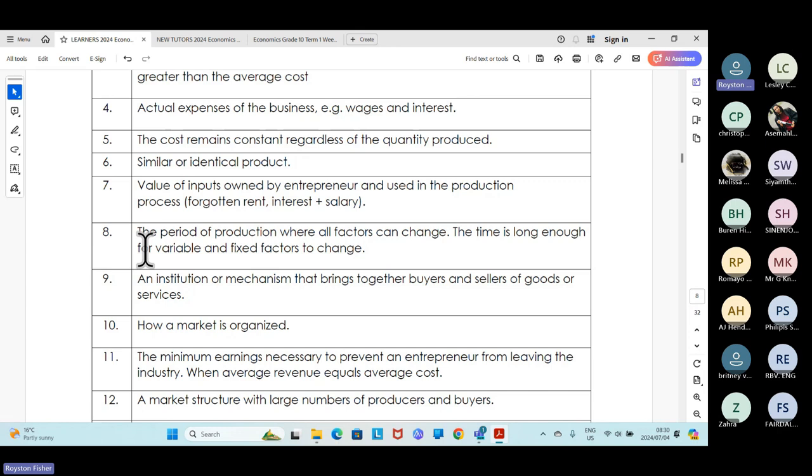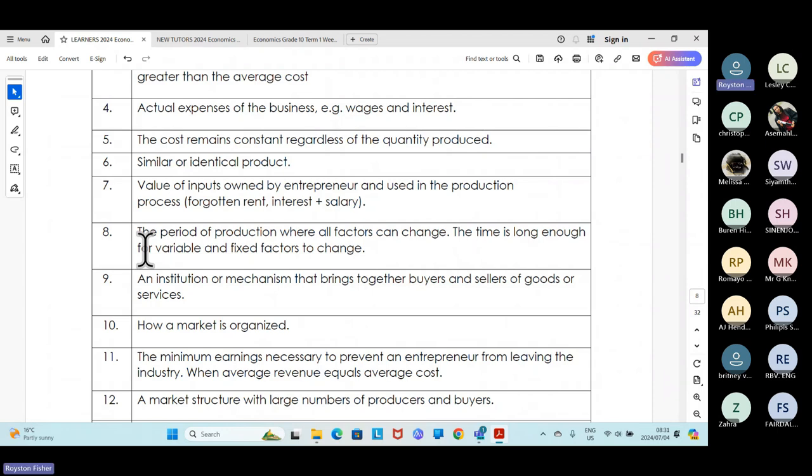Number eight, the period of production where all factors can change. The time is long enough for variable and fixed factors to change. So number eight, Vasandergaal says that is your long term, and St. Andrew says that is your long run, and both of them are correct. Well done.